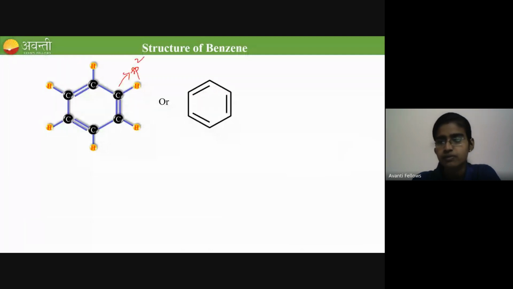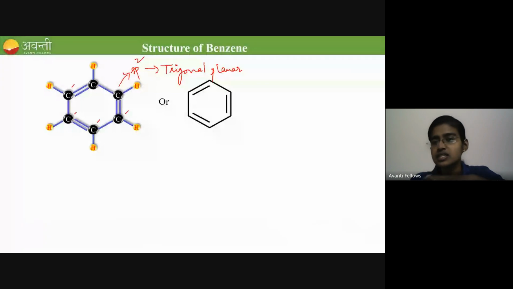All the carbons you see are having the double bond, so all are sp2 hybridized. What is the geometry for an sp2 hybridized system? It is trigonal planar, right? So everything is in the same plane, the xy plane. Got it? So this is the structure of the benzene ring. You all would be knowing.